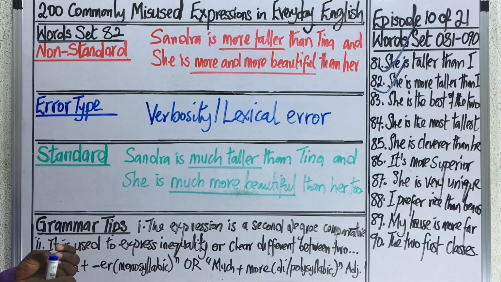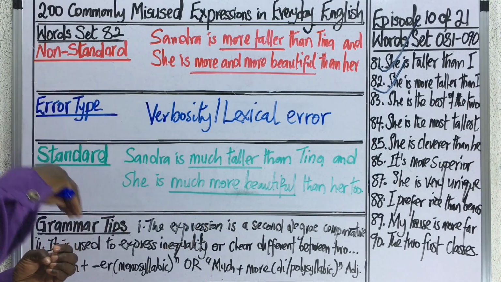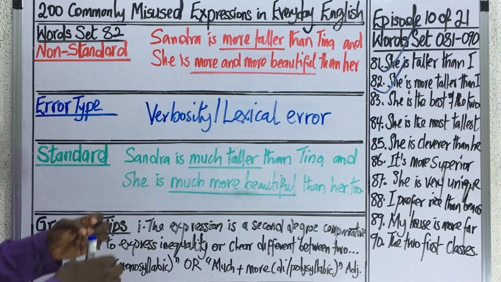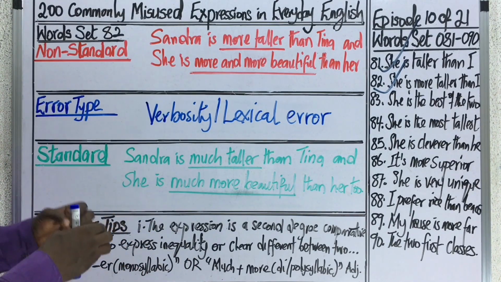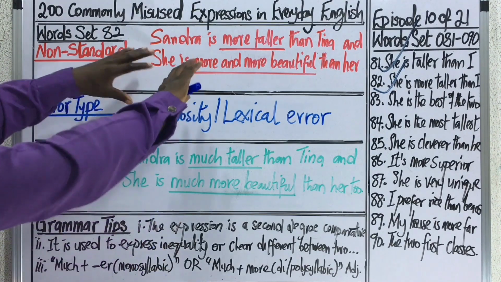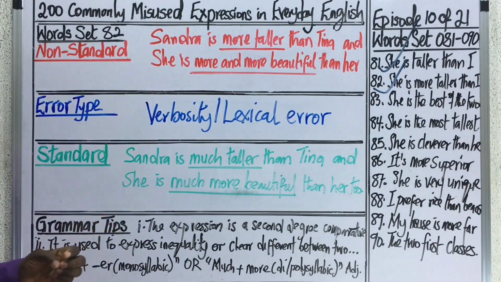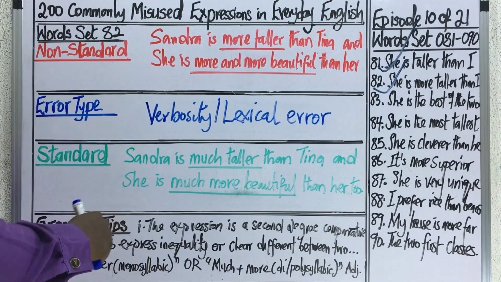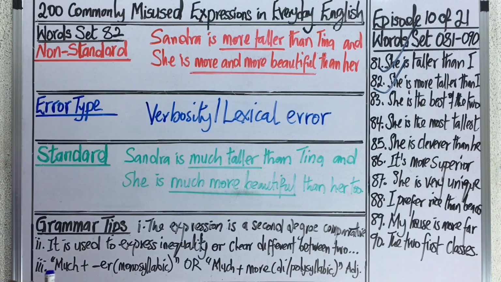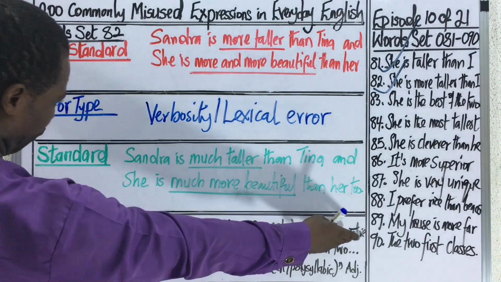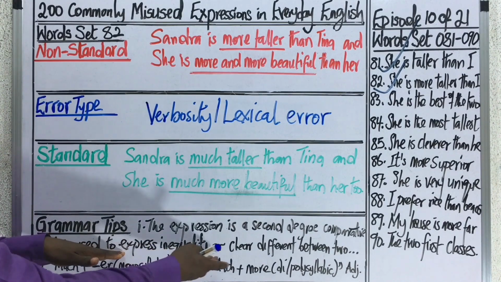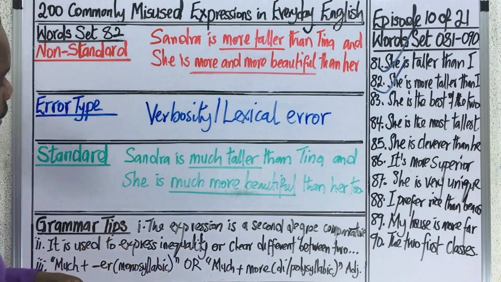But when you want to express a clear distinction between two items or two persons, or give a detailed and qualitative description or analysis of inequality between those two persons or two items, you would have to move to a higher form of comparative description. And that is what we call second degree comparative. Like we have explained here, it is used to express inequality or a clear distinction.